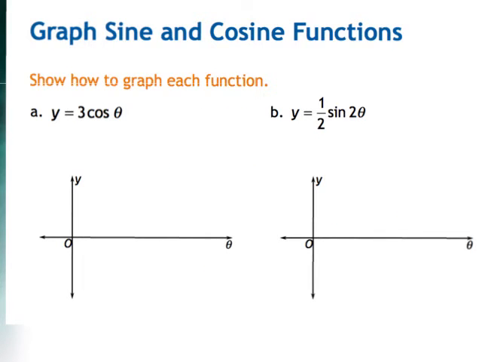Let's take a look at our graphs when they're not parent graphs. So for this particular one, we want to take a look at the amp and the period. So our amp is 3, 1, 2, 3.